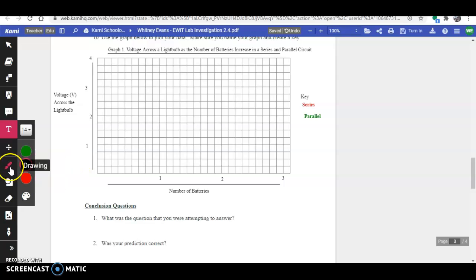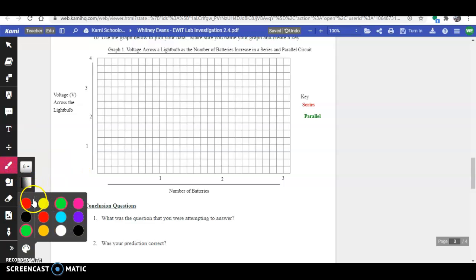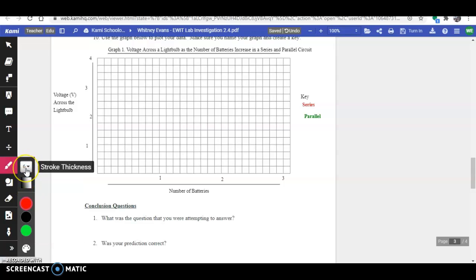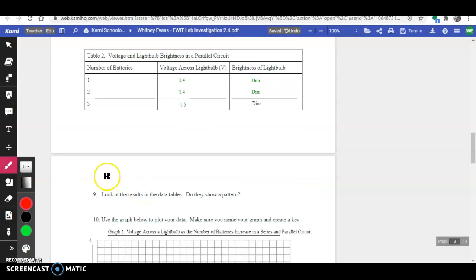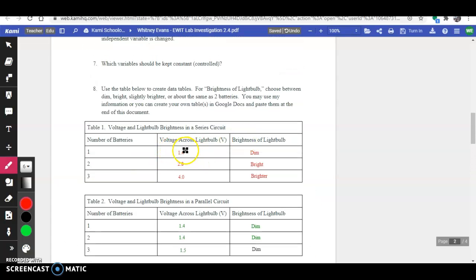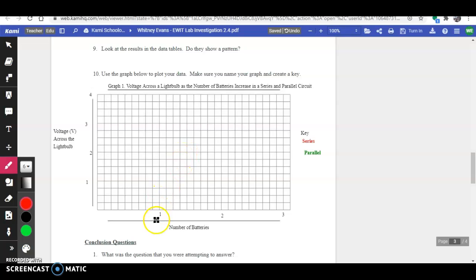If you remember, we can go to drawing, and we're going to do series first. So we want red and make sure that the stroke thickness is at 6. So for one battery, for the series, we were at 1.4. So that's a little less than the 1.5. So that would be 1.5. I'm going to go over at 1 and make it about right here.